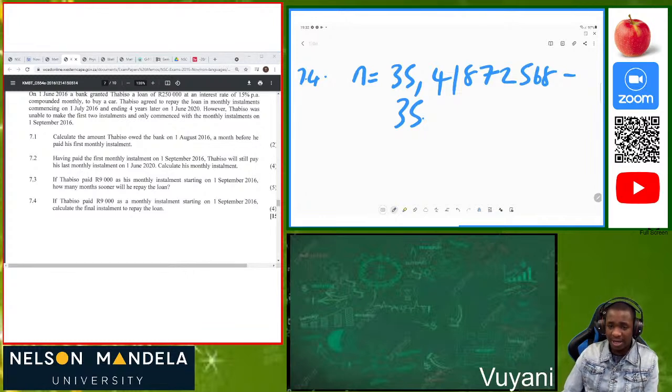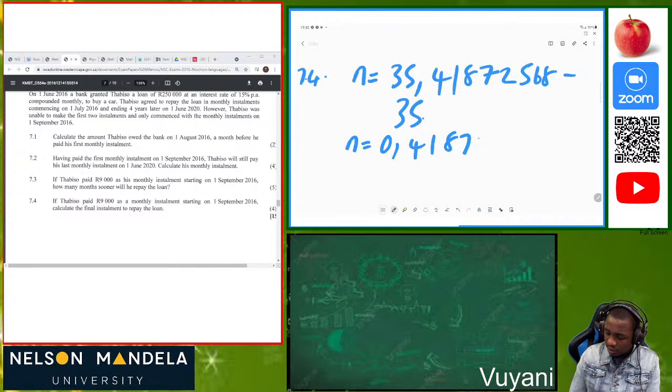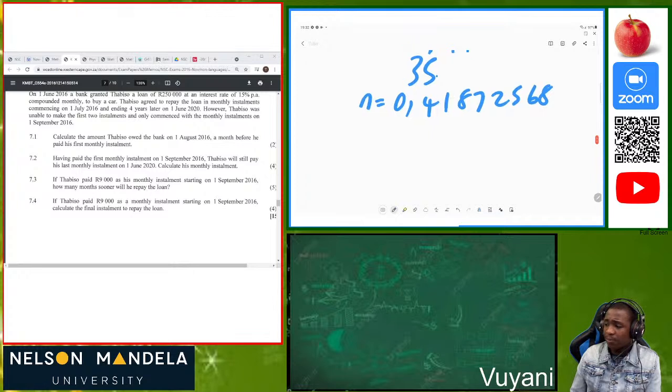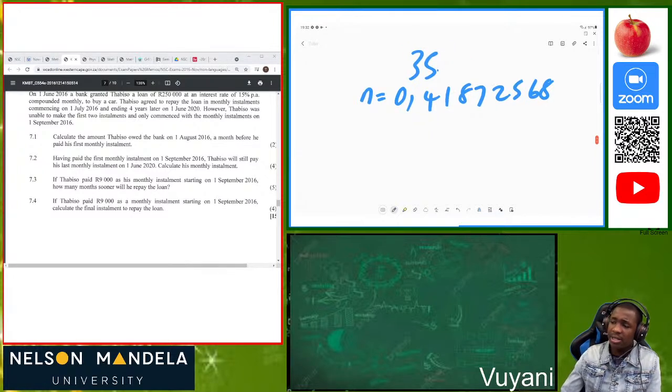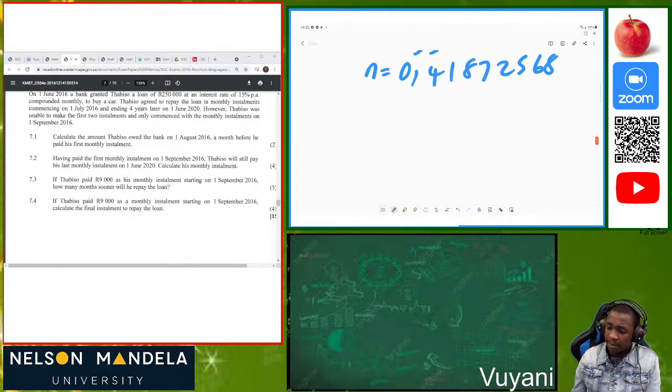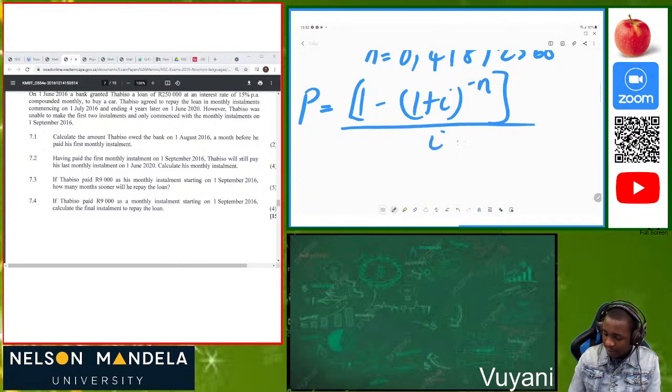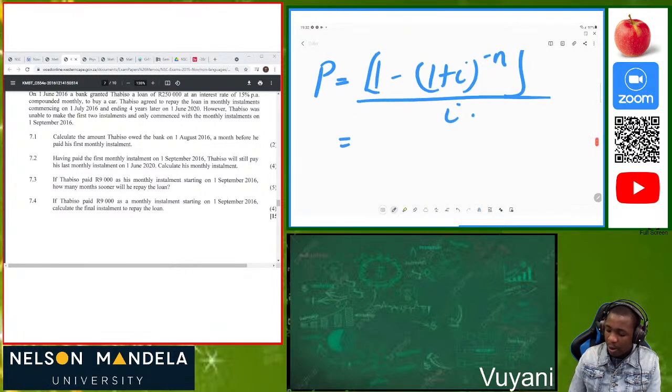Because we want to calculate now that fraction. You see, that fraction, how much is going to pay for that fraction, the balance of that fraction. Then we're going to end up having our N to be 0.41872568. So now we can calculate, and we know that the loan formula P is equal to 1 minus 1 plus I all to the power negative N divided by I.